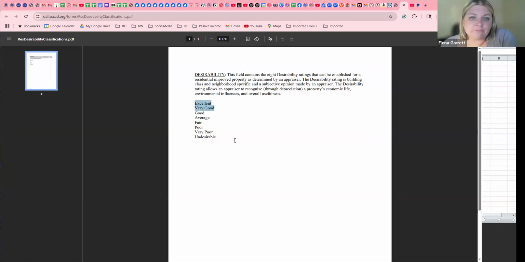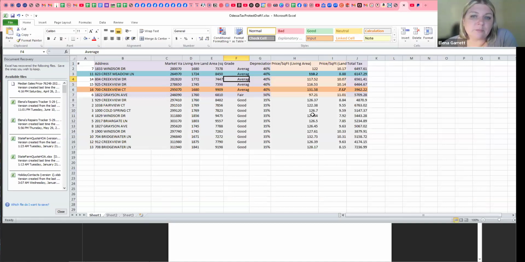And you can look at what kind of desirability ratings are available. And if you notice on our spreadsheet, the higher the desirability rating, the more they're paying per square foot on everything. So that brings us to the next point, in that by lowering our desirability rating, we can actually lower our price per square foot, at least on improvements. How do we do that?